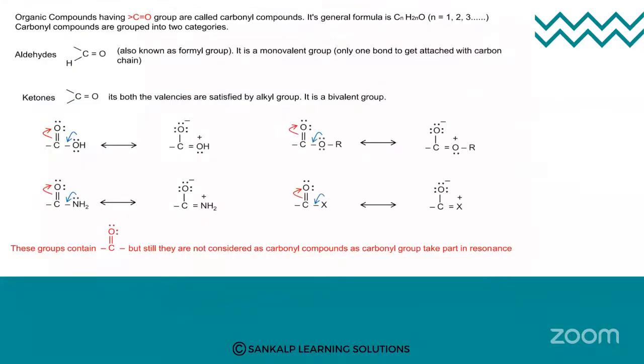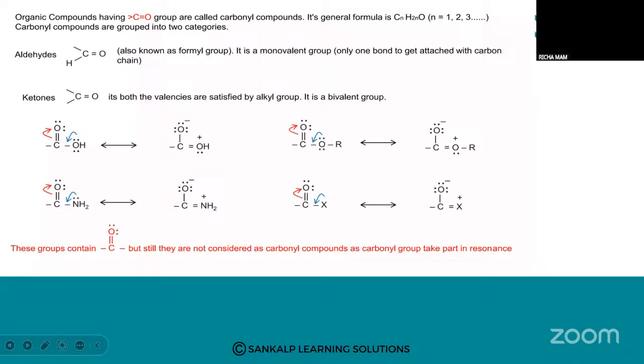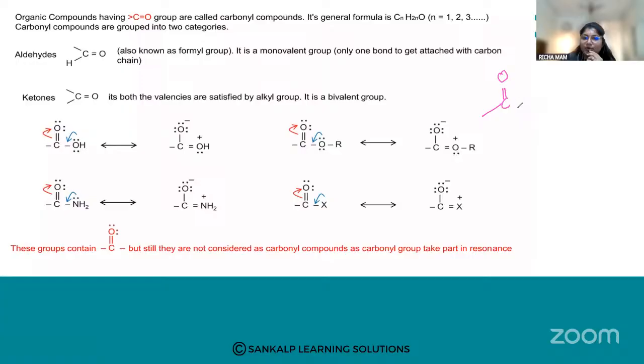Okay, so let us start. We are going to discuss in detail about aldehydes, ketones, and carboxylic acids. The organic compounds which have this bond, the carbonyl group, that is the C double bond O group, are called carbonyl compounds.